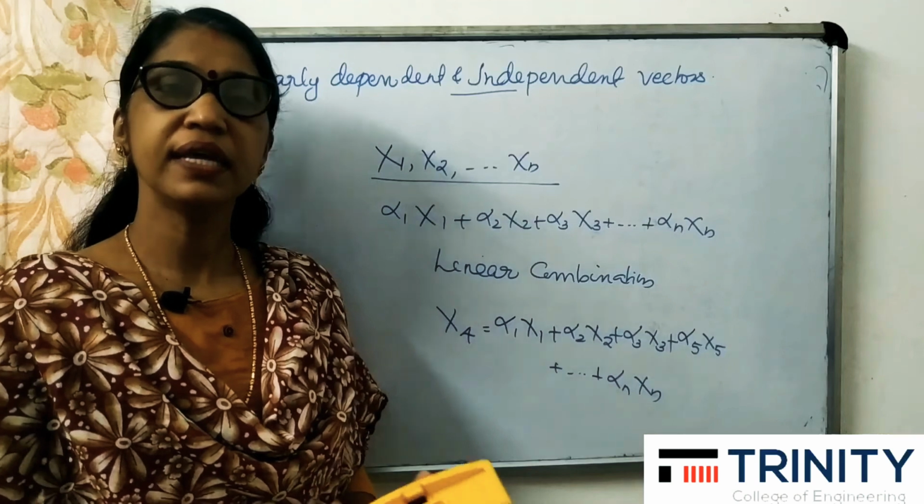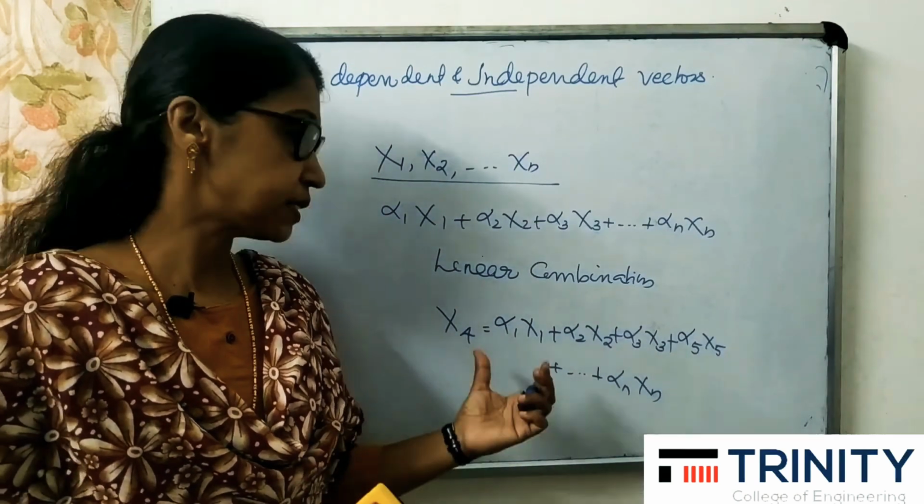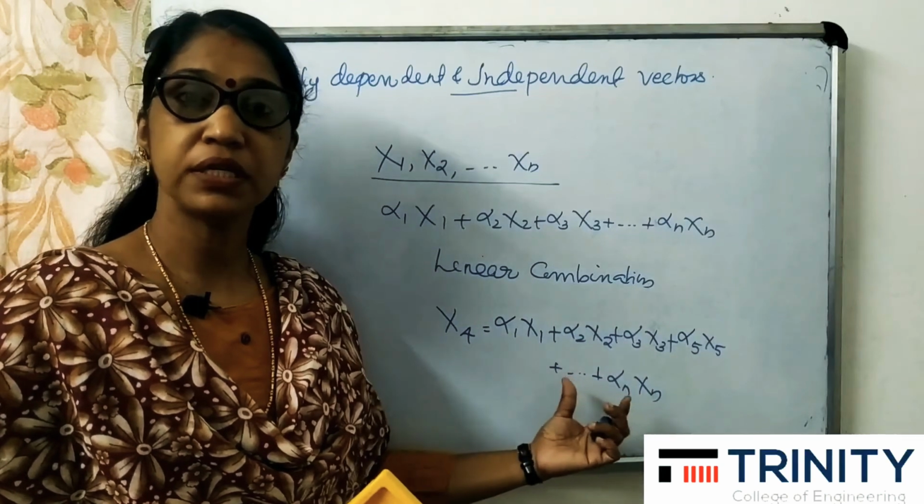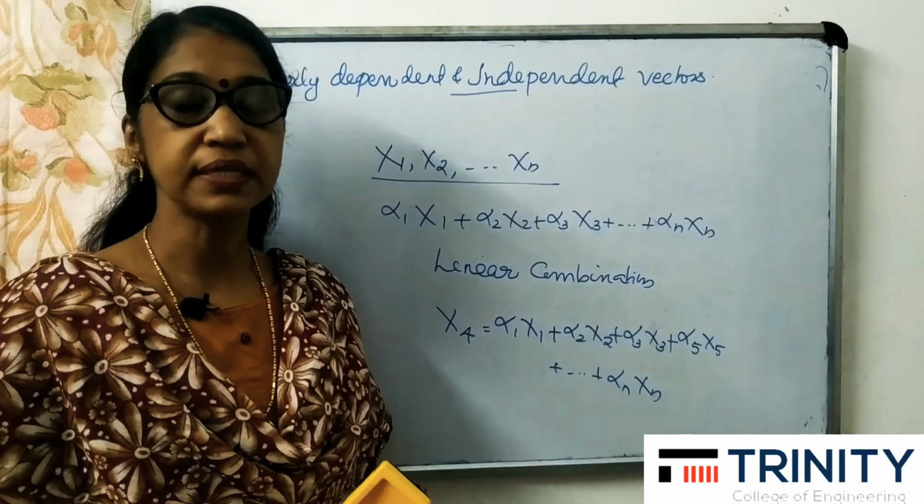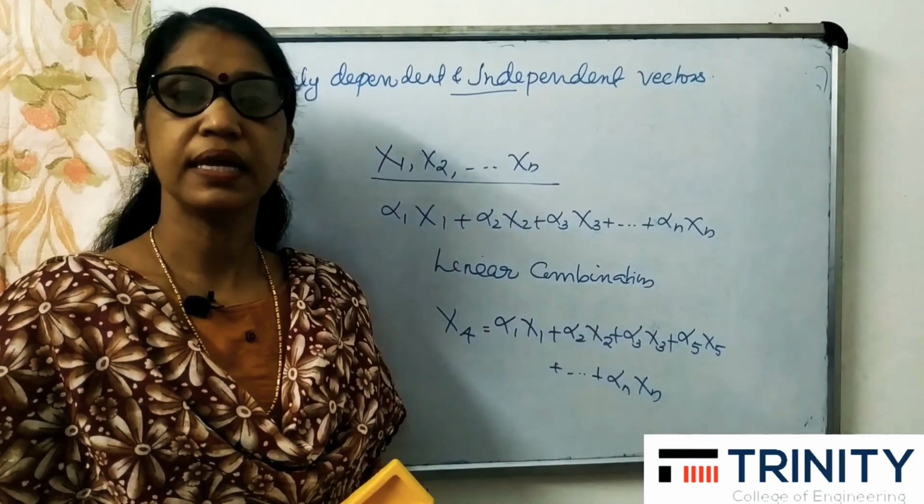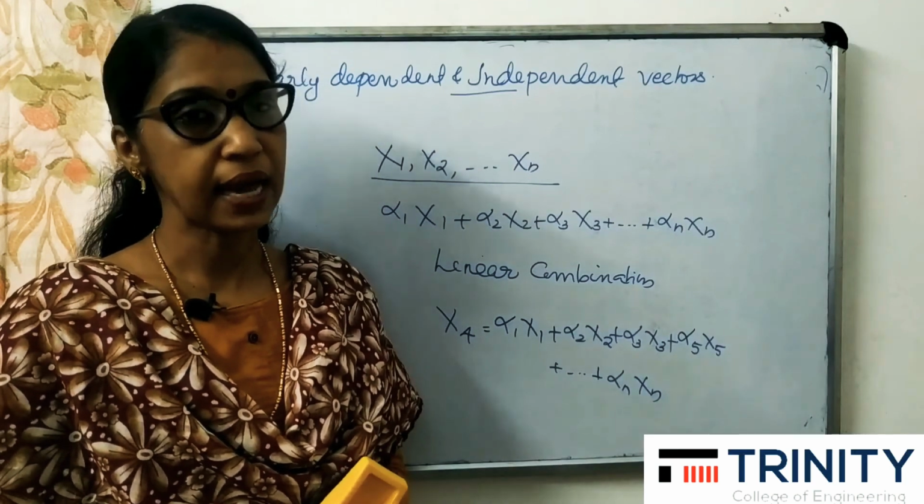If not, then those vectors are said to be linearly independent. If any vector cannot be expressed as a linear combination of the others, then those vectors are said to be linearly independent. These are the definitions for linear dependence and independence.